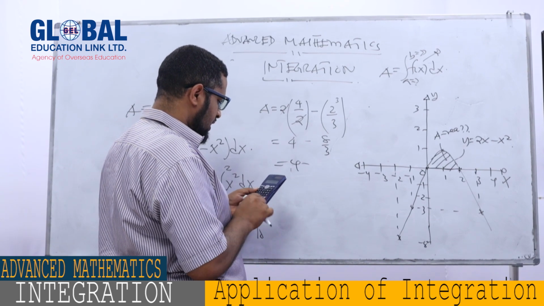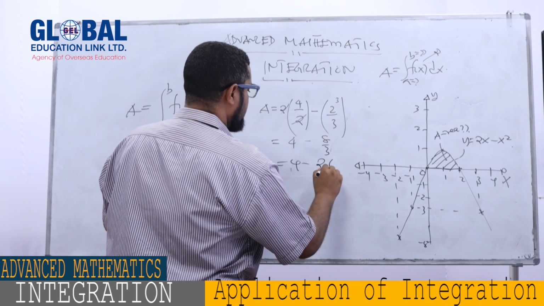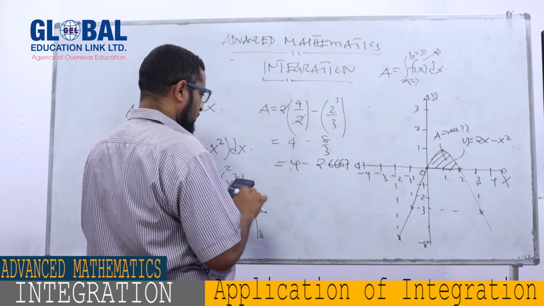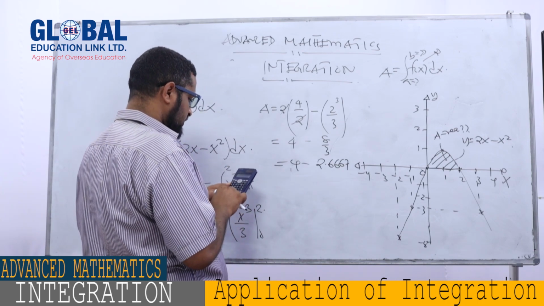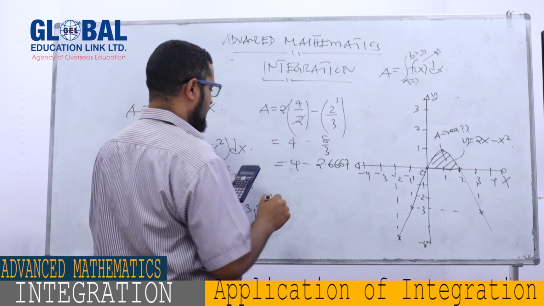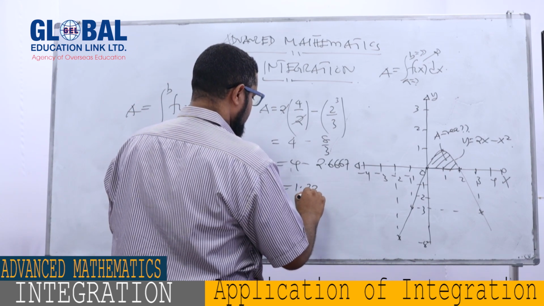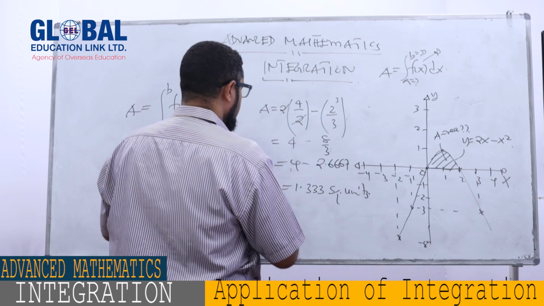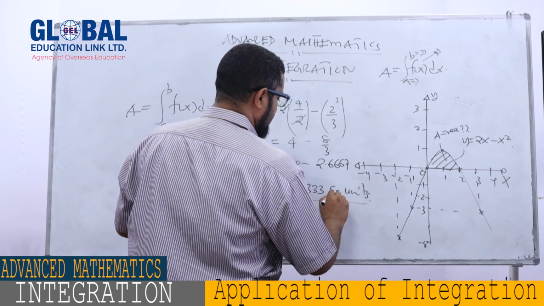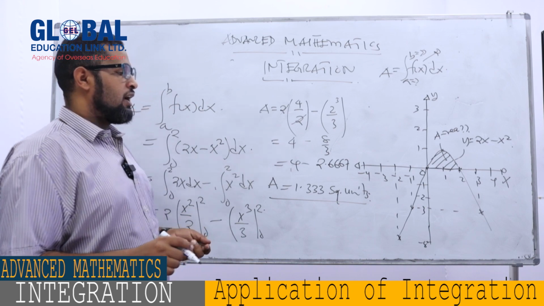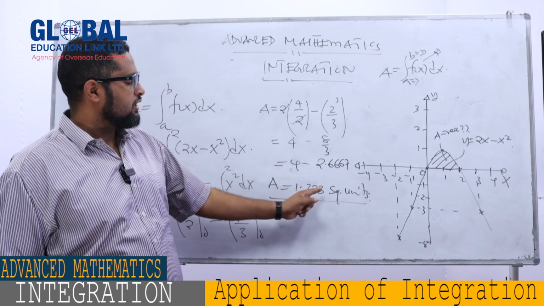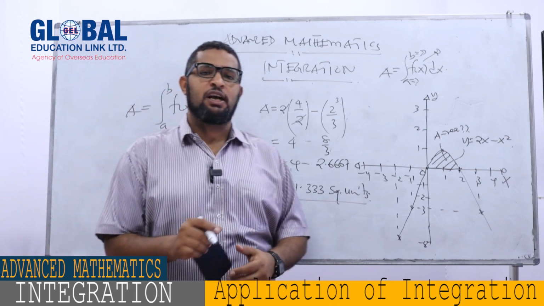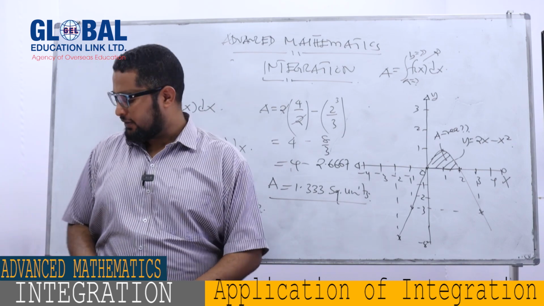So 8 divided by 3, we get 2.666. You can approximate the last one. Then minus 4. So if you take 4 minus 2.6667, you will end up having 1.333 square units. Remember to write the words square units because this is area. Otherwise, if you leave it as 1.33, just a number, that will be the value of just A and not the area of that curve under the given limit.